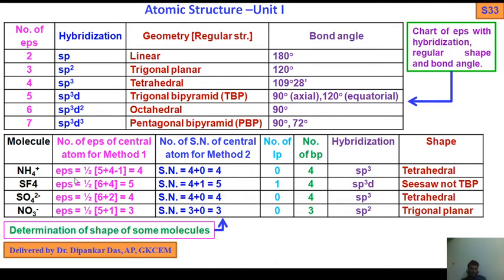Okay. SF4, S is the central atom. Oxygen, sulfur, selenium, tellurium, polonium. So valence electron 6, half into 6 plus 4. F is a halogen, so that's why 6 plus 4, 10 by 2, that is 5 EPs. 5 EPs means sp3d hybridization. Okay, so now out of 5, 4 BPs, there are 4 SF bonds, and 1 LP.